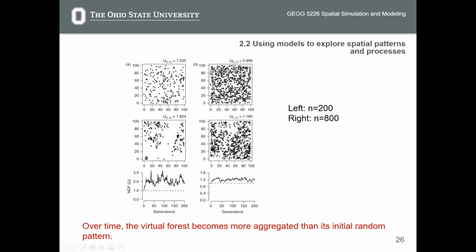After 200 generations, this phenomenon is more obvious, right? So the NDF value for the rarer species is 1.8, pretty strong spatial aggregation. And you can see it from this figure, right? There are small clusters and there is empty space within this area. It's very obvious aggregation. On the right side, there is also aggregation because the NDF value is larger than 1.0, but much weaker than the rarer species, right?